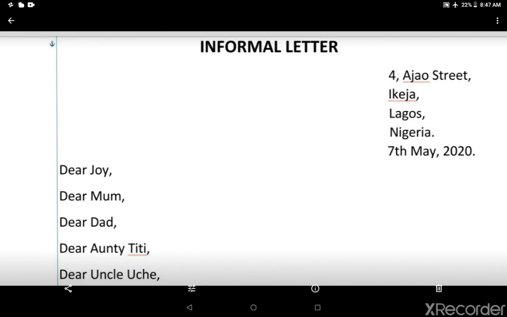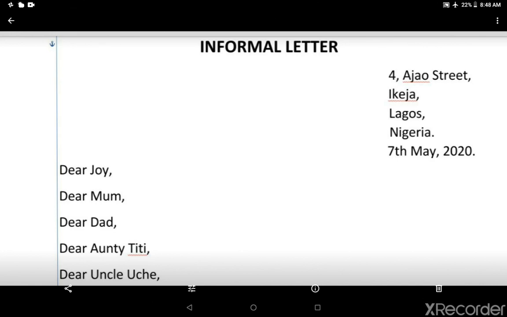Dear Auntie Titi, Dear Uncle Uche. The last two, Auntie and Uncle, I know there can be one or two arguments. I've heard some teachers saying the A of Auntie or the U of Uncle should be written in small letter. But I've considered these to be proper nouns, so it's just one entity.